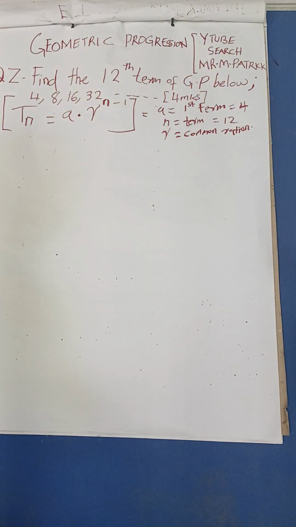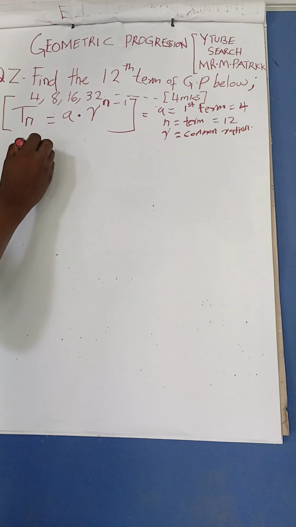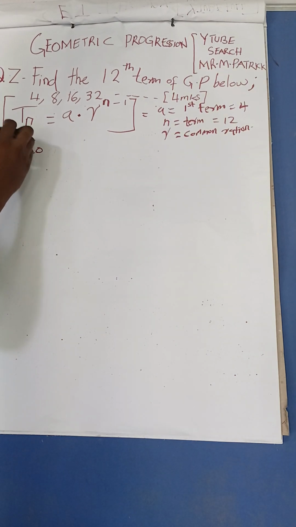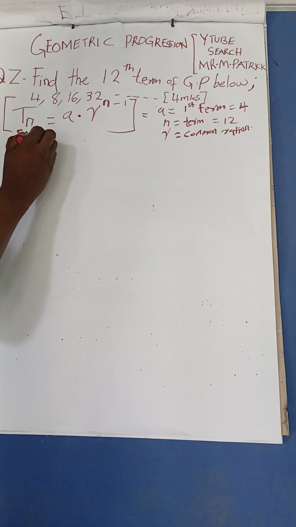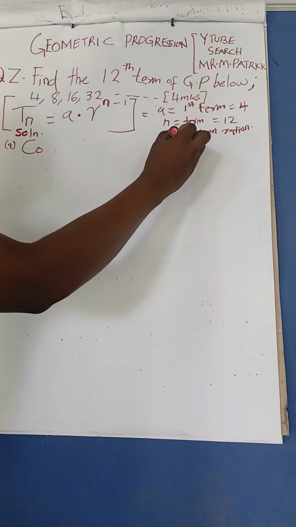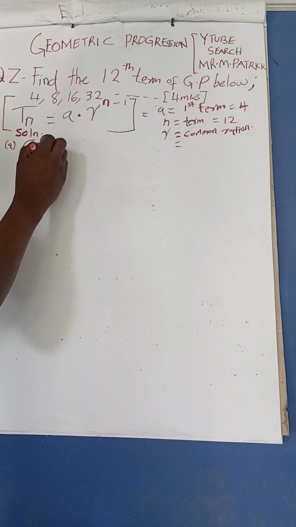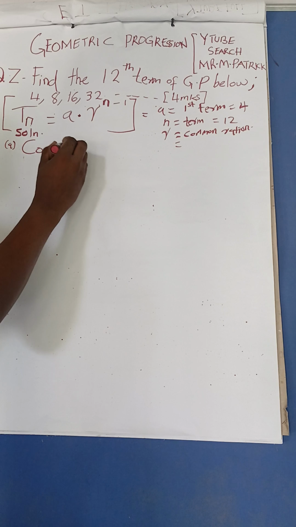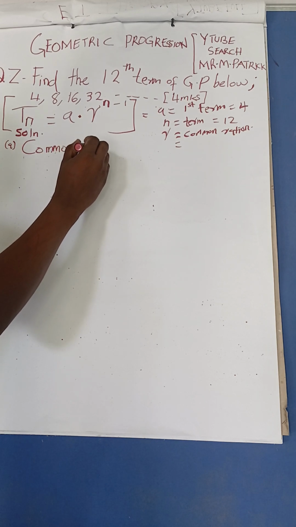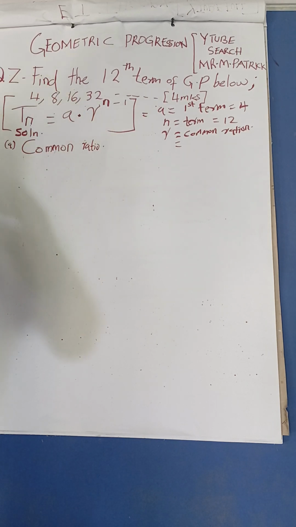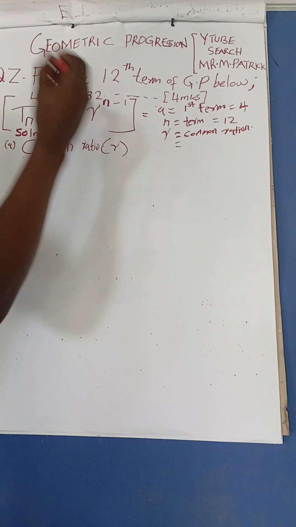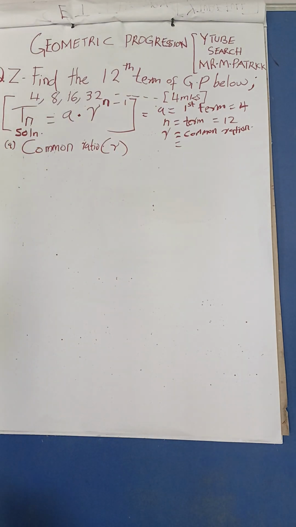So the first part I will start calculating is the common ratio. So we are solving now. Solution, part A. Because we don't have the common ratio here, I will calculate the common ratio. In brackets you can put R. So the common ratio is very easy.